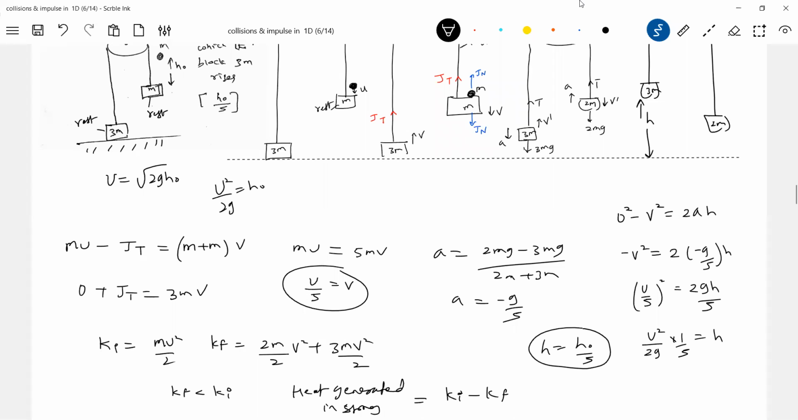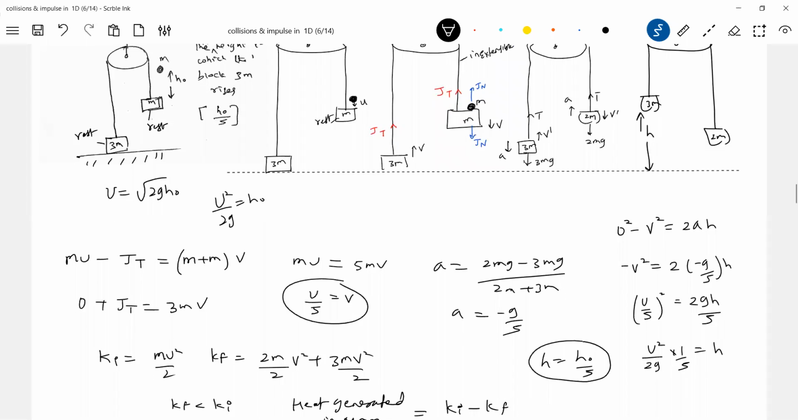They may ask you troublesome questions of this kind. Find the heat generated in the string during the process or loss in mechanical energy of system. Just stick on to the basics here.